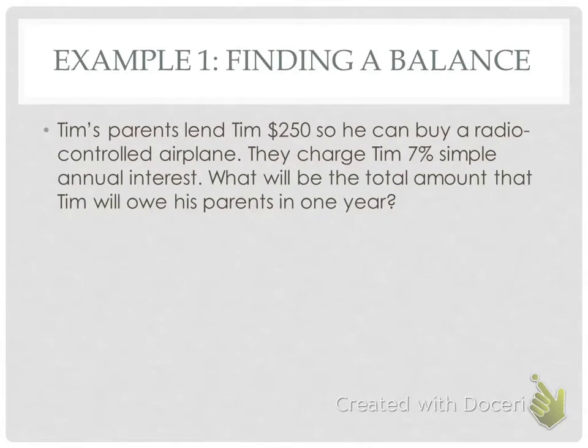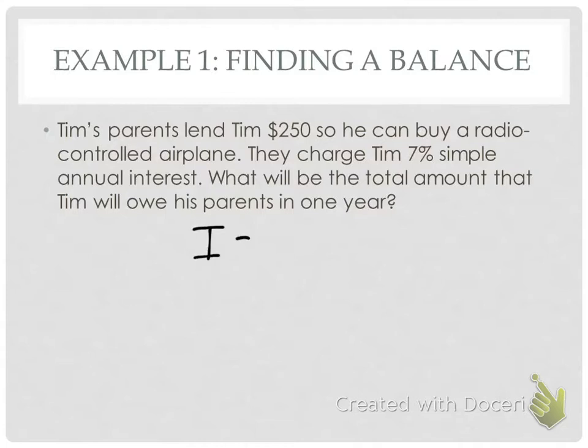Now in example 1, it's a two-part answer, okay? It says that Tim's parents lend him $250 so he can buy a radio-controlled airplane. They charge him 7% simple annual interest. So what is the total amount that he will owe his parents in 1 year? On your homework tonight, these problems are going to be two parts. One, they want to know what the interest was, and then two, they want to know what the final balance was.